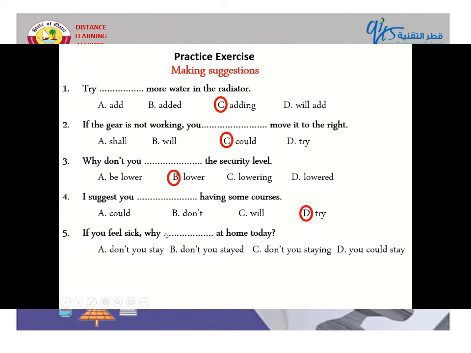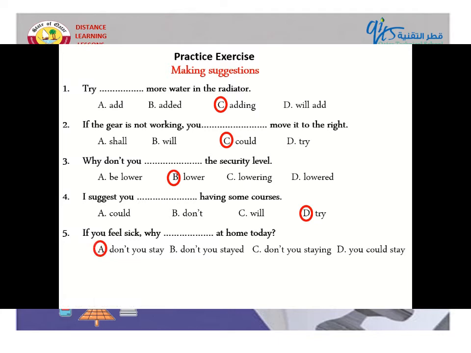And the last question here: if you feel sick, why ___ at home today? We know that since we have why, it is why don't you plus the base form of the verb. So why don't you stay? This looks like our answer, but let's go over the other options. Why don't you stayed? It's not the base form. Why don't you staying? It's not the base form. Why you could stay? This doesn't make sense when making suggestions. So our answer is A.